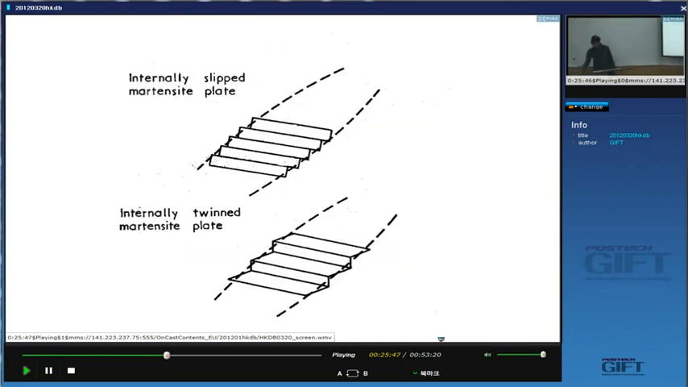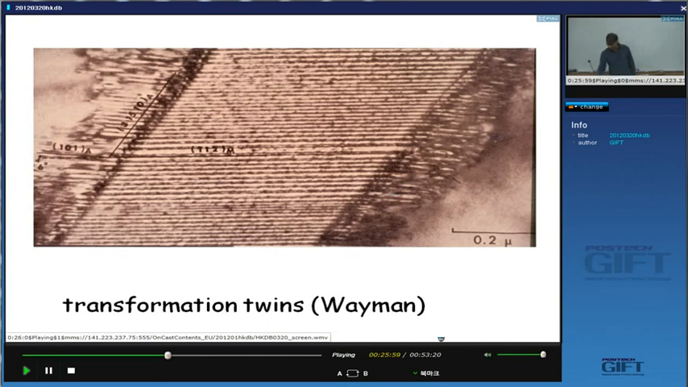So this is what a martensite plate would look like. If it has slipped, of course we don't have any structure inside the plate. If it is twinned, then we will see twin interfaces inside the plate. And this is one of the early observations of twins inside a plate of martensite. Look at the scale here. The spacing here is of the order of 200 angstroms, and the whole crystal is periodically twinned.